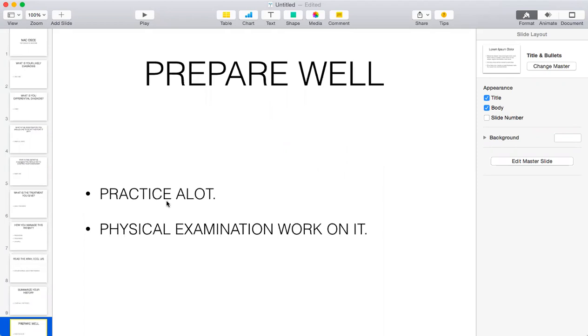Then prepare well and practice a lot. Physical examination, please work on it. It's very, very important. So do a lot of preparation when you are preparing with your partner. And when you are preparing for the CDM questions, think the same. Kind of the same questions are asked, but make sure what words are used, and on the basis of that you have to answer. Mostly post-encounter questions are very, very easy, and we just mix it up. So it's very important. That's about it.